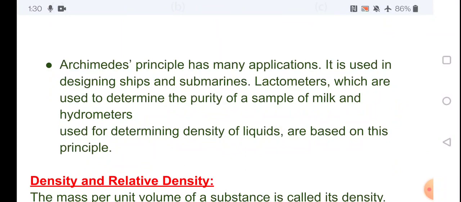Lactometers, which are used to determine the purity of a sample of milk, and hydrometers, which are used to determine the density of liquids, are based on this principle. Based on the Archimedes principle, lactometers and hydrometers are constructed and ships and submarines are designed.